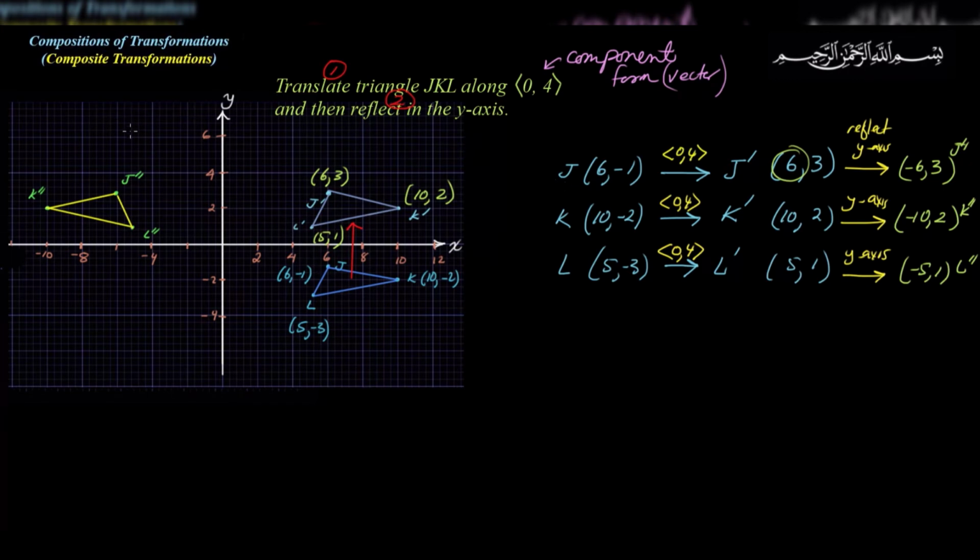See, we first translated using this particular vector, and then we reflected it about the y-axis, and we have our composite transformation. So this particular transformation here is the composite transformation of the original image, which was over here. All right, so that's a good example of a composite transformation.